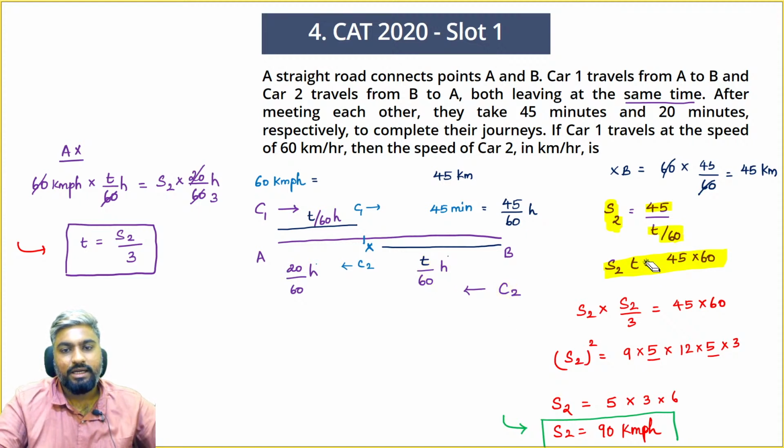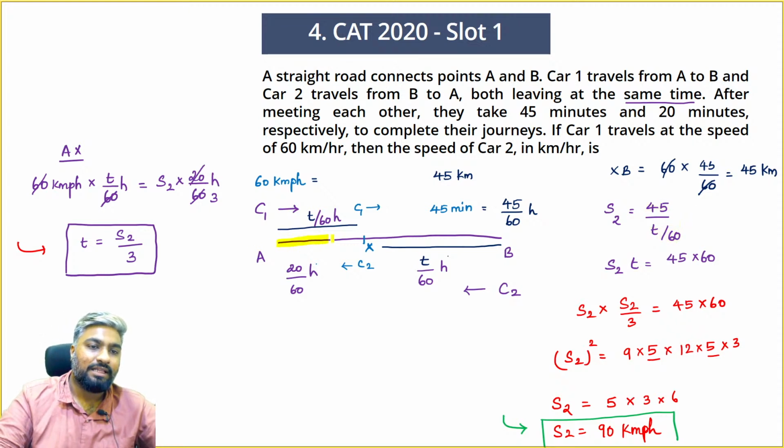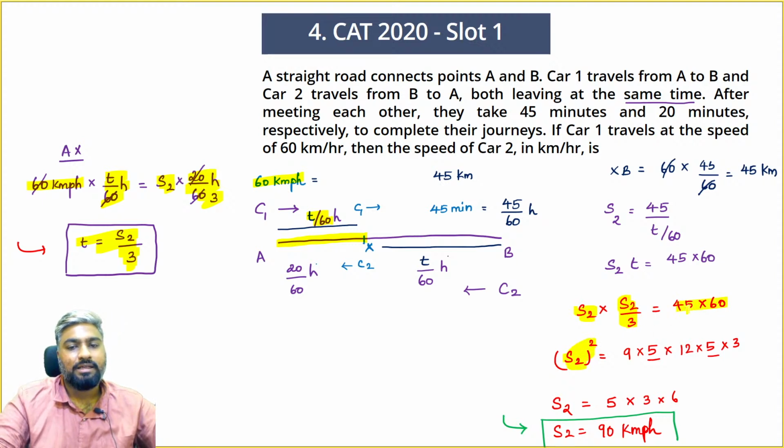Let's look at AX now. What is happening with AX? The distance is speed into time. Car 1 speed is 60, time taken is t by 60. So 60 into t by 60 is the same as car 2 traveling at S2 in 20 minutes, or 20 by 60 hours. We solve this and get t in the form of S2. Substituting it here, we get S2 into S2 by 3 is 45 into 60. S2 square, taking the 3 to the other side, is 45, which is 9 into 5, times 60, which is 12 into 5 into 3.